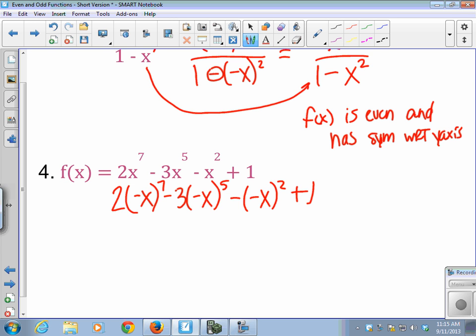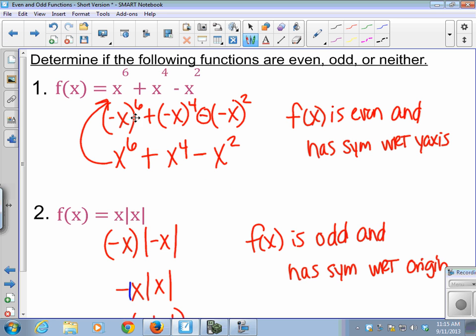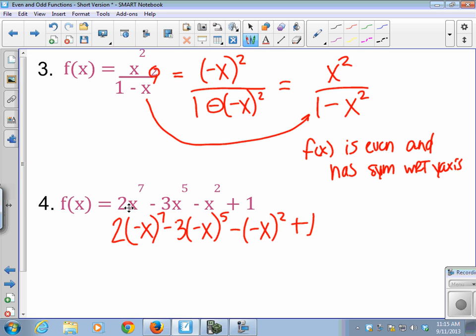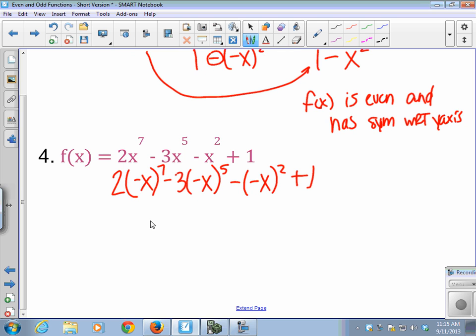Alright, so whenever I simplify this, just like whenever we had even exponents right here, it made it positive. Whenever you have odd exponents, that's going to keep it negative. Okay, so an odd exponent of 7 would keep that x negative. And so this would end up being a negative 2x to the 7th.